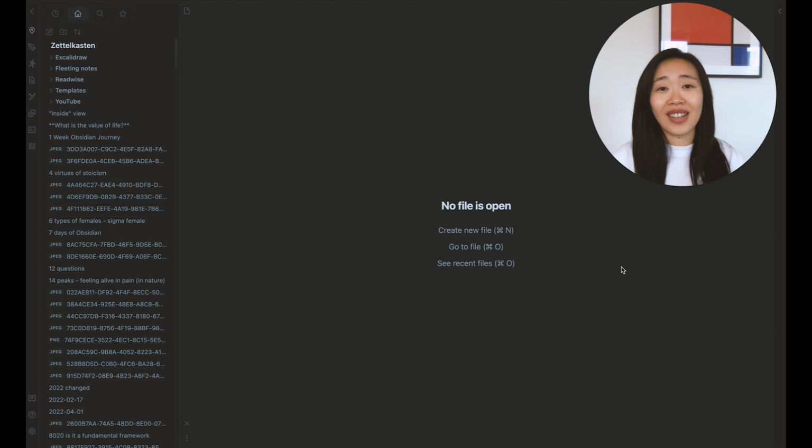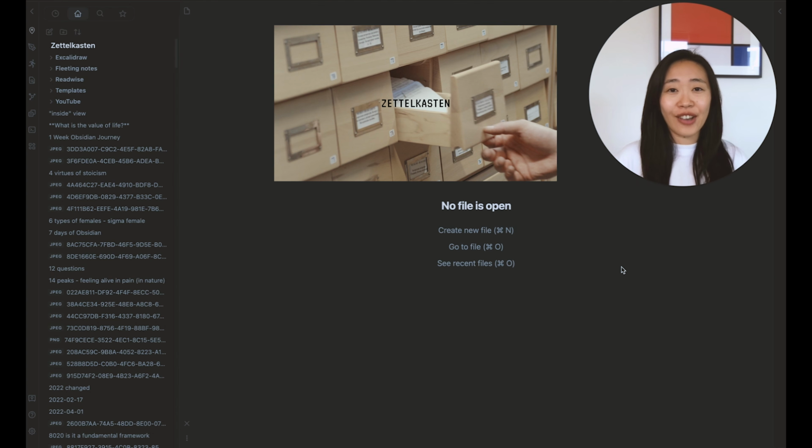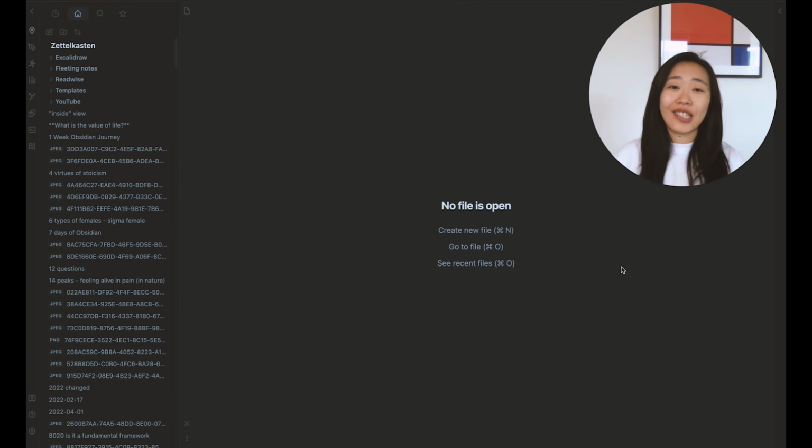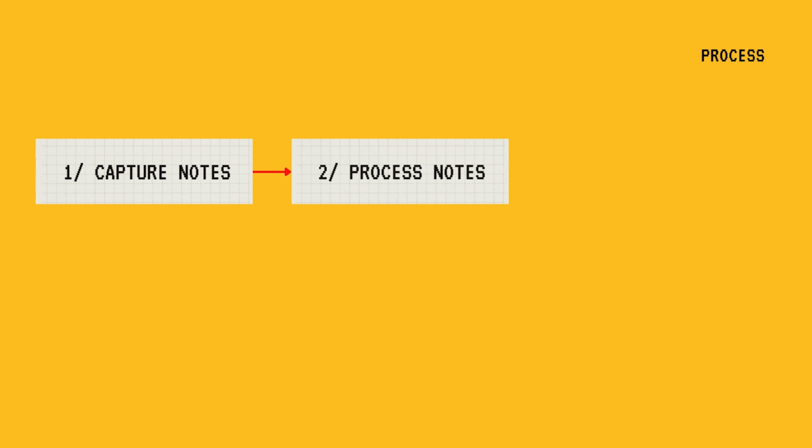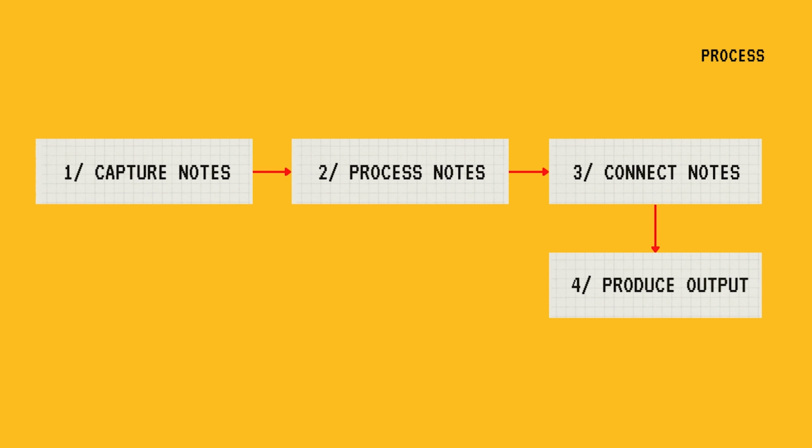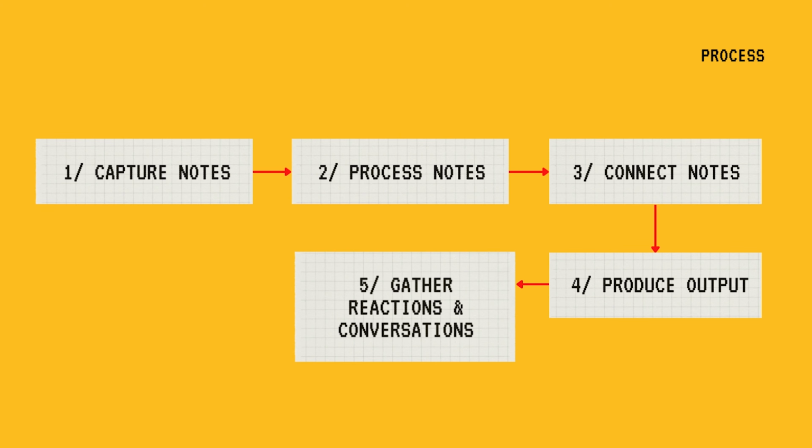So to me, Zettelkasten is the perfect system. And if you still don't know exactly what it is, I did another video on this, so please check it out. Now, with the goal in mind, here is my note-taking process. There are 5 steps to this cycle. The first one is, of course, capturing notes. The second one is to process the notes. The third one is to connect them. The fourth one is producing output. And the fifth one is gathering the notes on reactions, on conversations that spurred from the output.